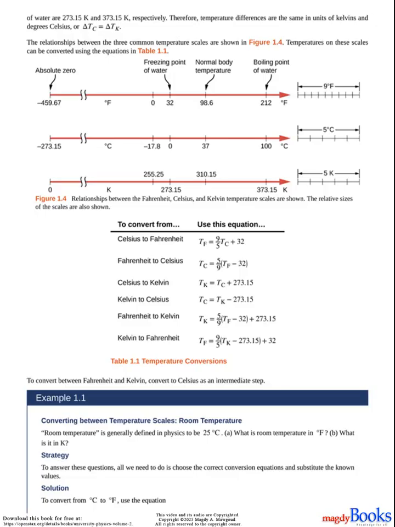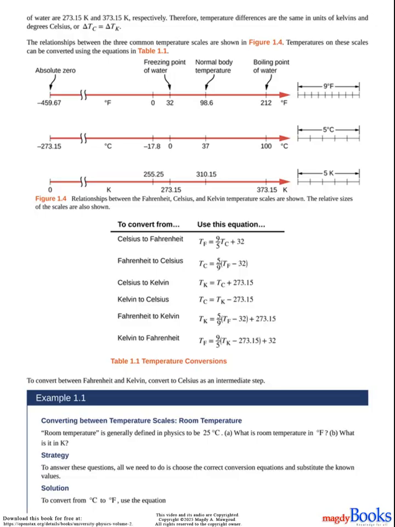Figure 1.4. 1. Fahrenheit scale. Absolute zero equals negative 459.67 degrees Fahrenheit. Freezing point of water equals 32. Normal body temperature equals 98.6. Boiling point of water equals 212 degrees Fahrenheit.